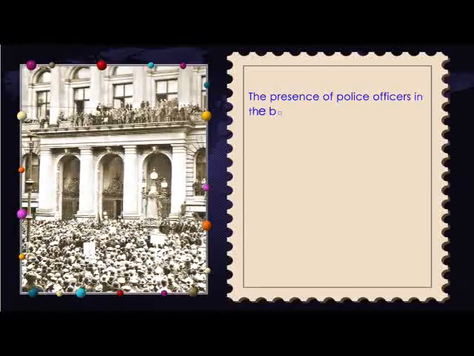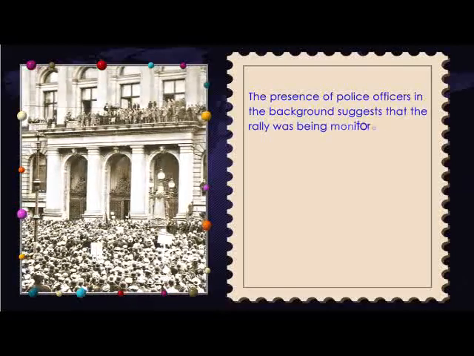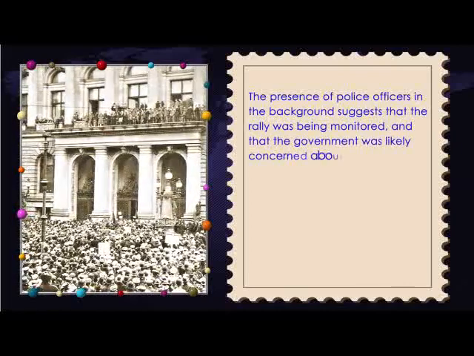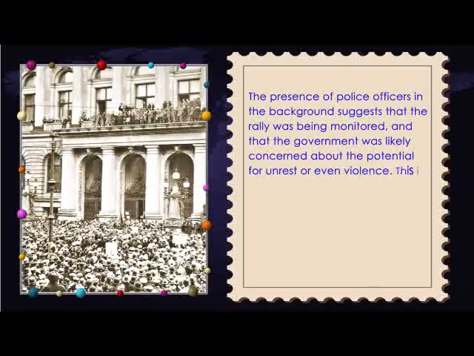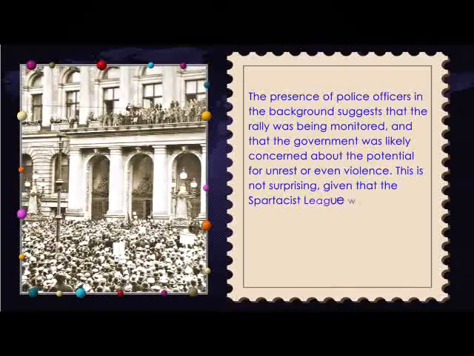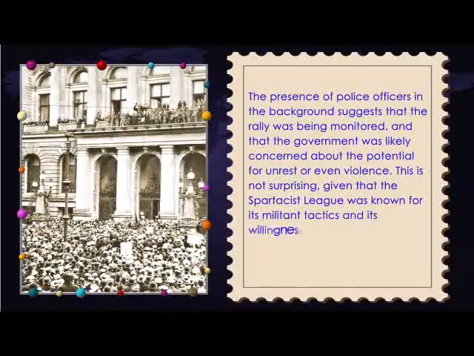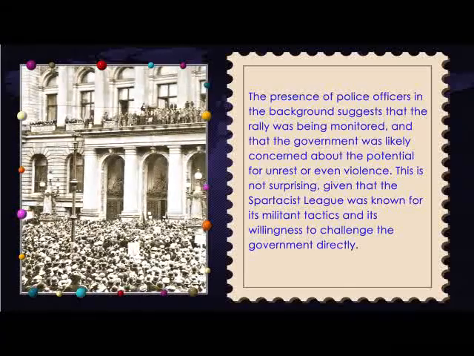The presence of police officers in the background suggests that the rally was being monitored and that the government was likely concerned about the potential for unrest or even violence. This is not surprising, given that the Spartacist League was known for its militant tactics and its willingness to challenge the government directly.